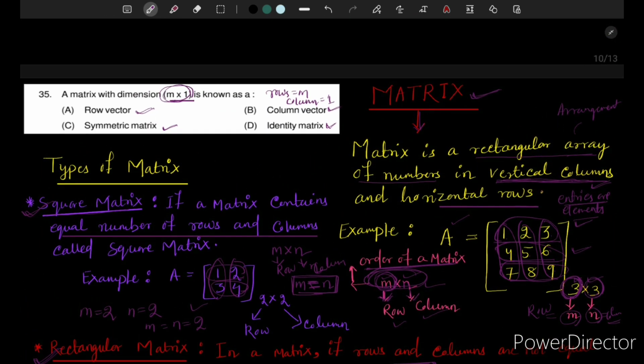column vector. So a matrix where we have only one column and any number of rows, we call a column vector. So here option B is the answer. The answer is B, that is column vector, because we have only one column and m number of rows.